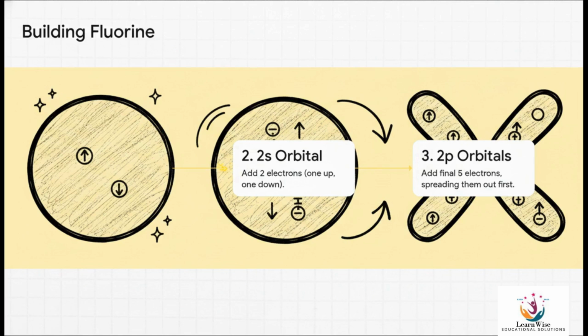We have 5 left. They go into the 3 2p orbitals. Now, Hund's rule says 1 goes into each orbital first, then we go back and pair 2 of them up. And that's it. That is the electron configuration of fluorine.